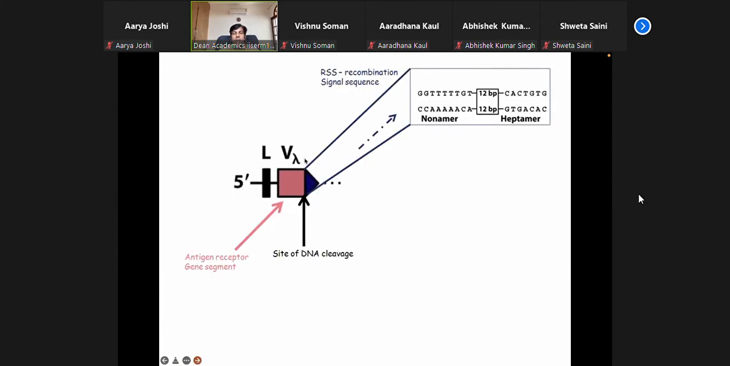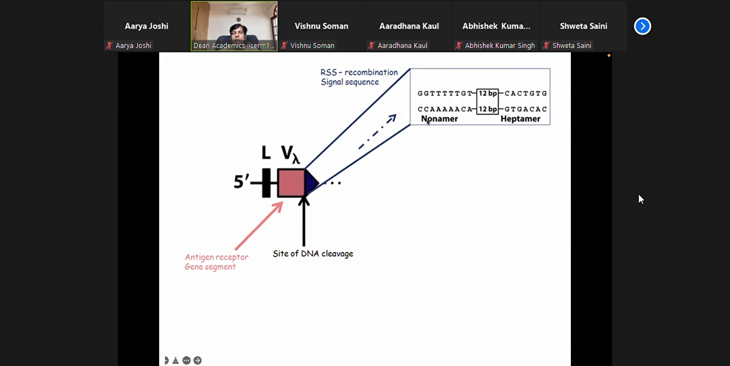Okay, so this is how the sequence looks. This is the RSS sequence. So you have, let's say, V lambda. Most of this analysis was done with light chain. Why? Because light chain is very small, and it does not have the transmembrane sequence, because dealing with a transcript which has a transmembrane encoding sequence makes life difficult. So most of this initial analysis was done with light chain, right?